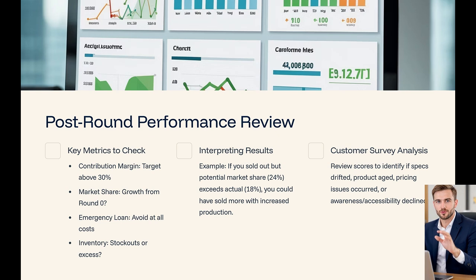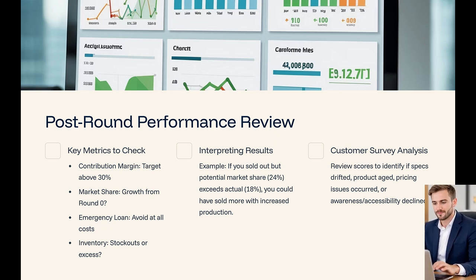Let's take an example. Say you're managing the traditional product, your forecast was 1,400 units. You produced 1,400 units. You sold out, but your potential market share was 24%, and actual was only 18%. Interpretation? You could have sold more if you produced more. Next round, consider increasing production or raising your price to balance demand.